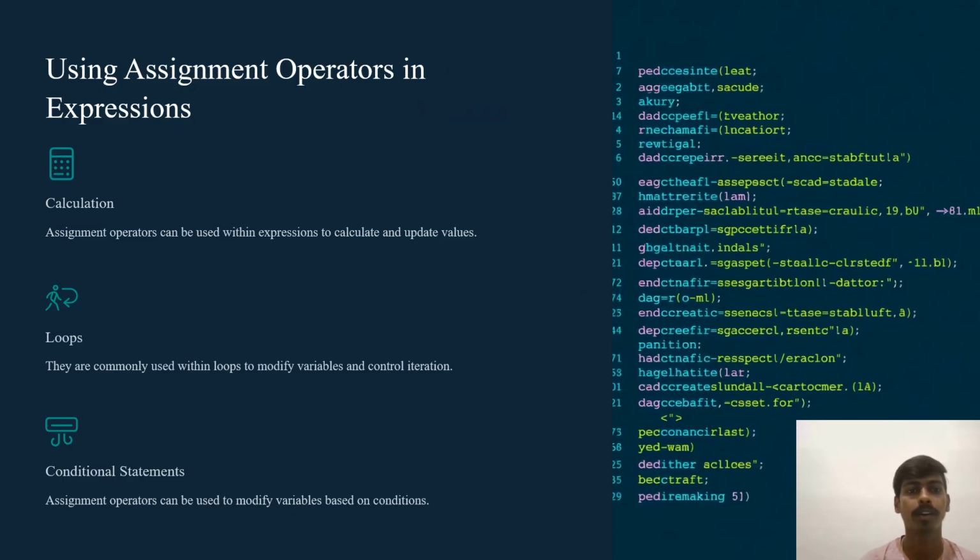Using assignment operators in expressions. First is calculation. Assignment operators can be used within expressions to calculate and update values. Here we can use the assignment operators when we need to calculate the values. Then we can update them by using the assignment operators. Loops: they are commonly used within loops to modify variables and control iterations.